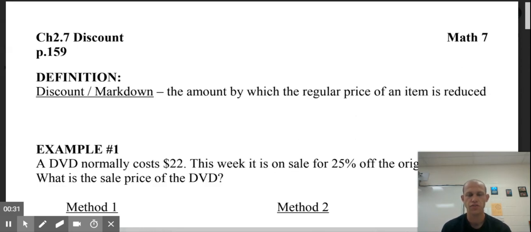So discount / markdown. What do they mean? That's the amount by which the regular price of an item is reduced by. So it goes according to what that item originally cost. So the more something costs, if it's 20% off, it will be a bigger number than if something's $1 and it's 20% off. It's not a very good deal if it's $1. The deal is the same, but it's not going to save you as much money. So let's look at a few examples.